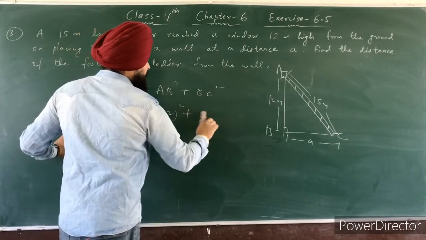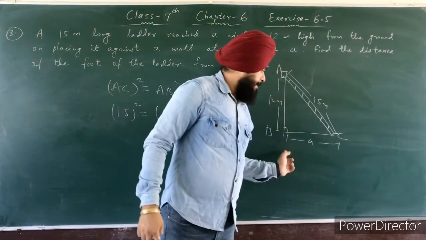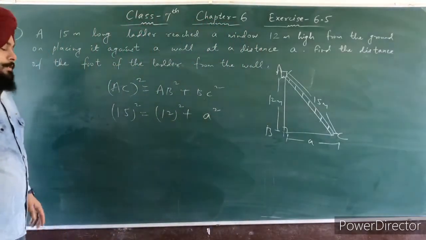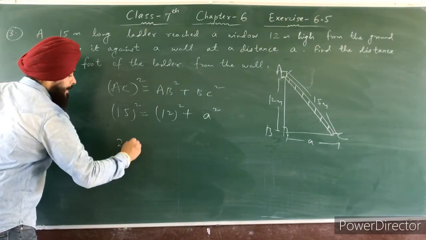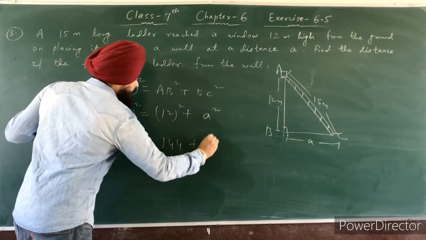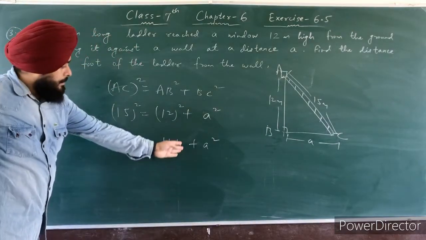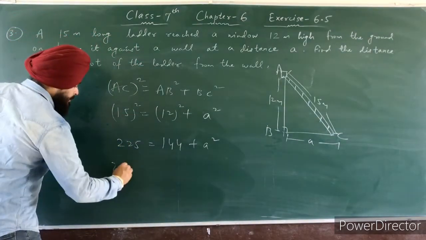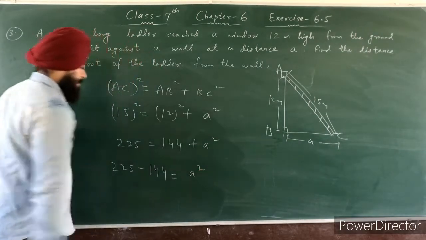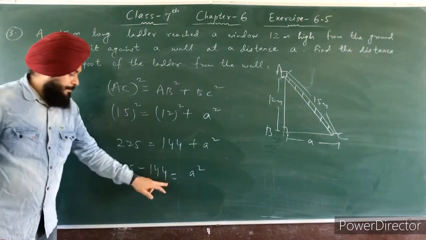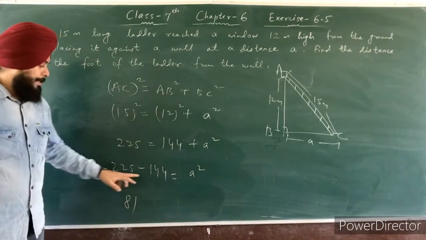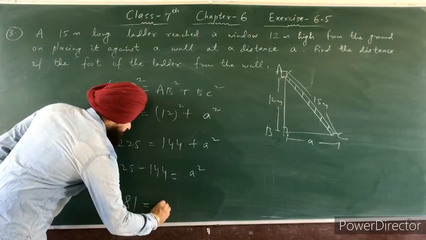And we have to find BC. So here BC is taken as A. Right, there A square. So what is 15 square? It is 225. 12 square is 144 plus A square. Now you have to take this 144 to the left hand side. It is 225 minus 144 is equal to A square. So 5 minus 4 is 1, 12 minus 4 is 8, and 1 minus 1 is 0. So it is 81 equals A square.